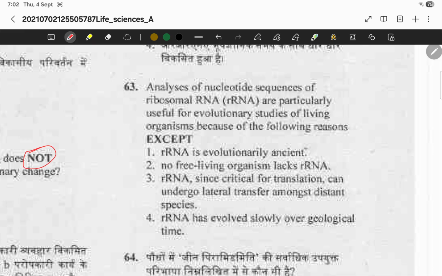Analysis of the nucleotide sequence of the ribosomal RNA is particularly useful in the evolutionary studies of living organisms because of the following reasons, except: rRNA is evolutionarily ancient. Okay, I don't actually know about it. No free-living organism lacks rRNA. Oh, true, that is true.